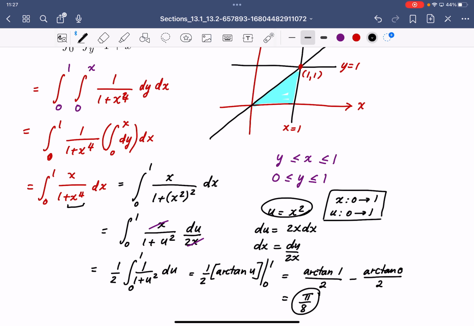Because tan pi over 4 is 1, tan 0 is 0, so it's pi over 8. And this is how you switch the order of integration and do this question. A little bit tedious. You need to remember the value of arctan of something. I mean, arctan 0 and arctan 1 should be simple for you, right? Or is it super hard?